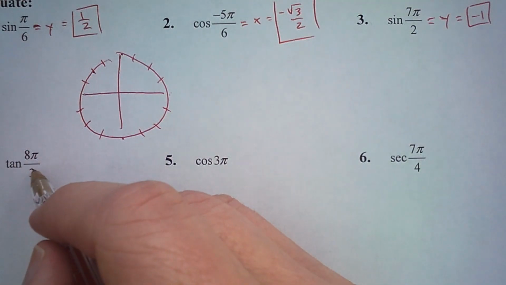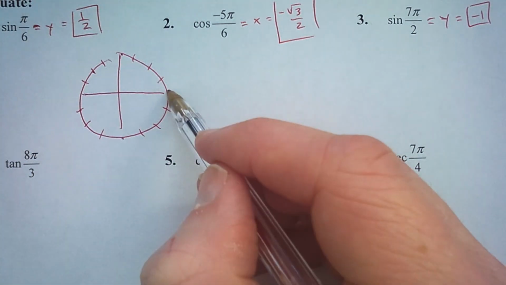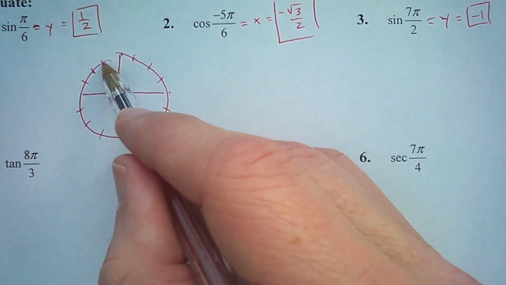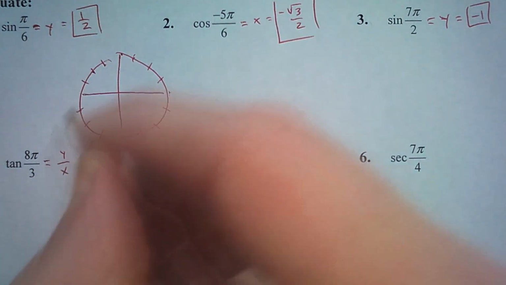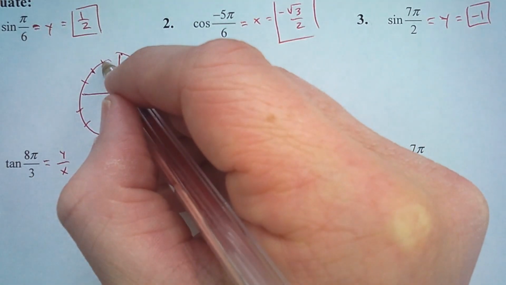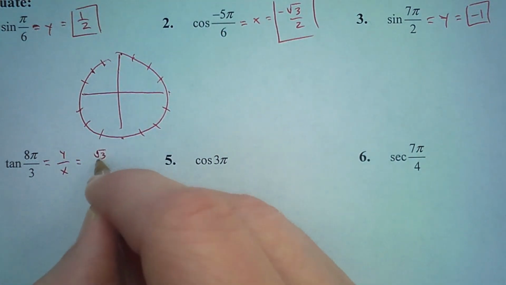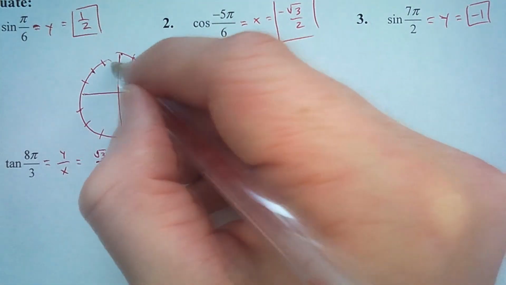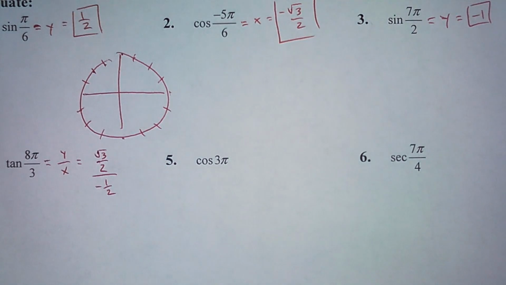8 pi over 3, so that would be 16 sixths. All the way around is 12 sixths. 13, 14, 15, 16 sixths is right here. Tangent is y over x. So the y value here, this is the third position up, that's root 3 over 2. And the x value here, that's one position left, is negative 1 over 2.